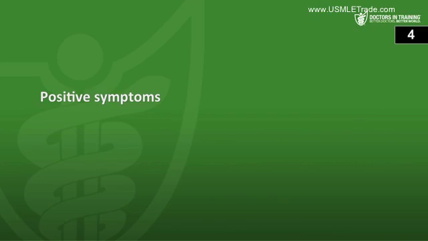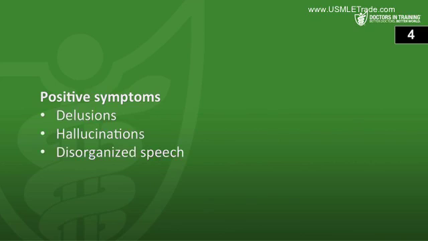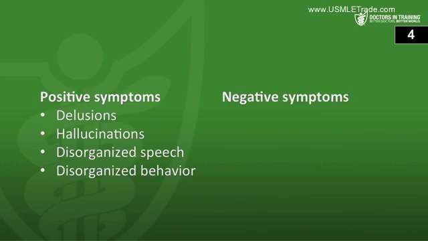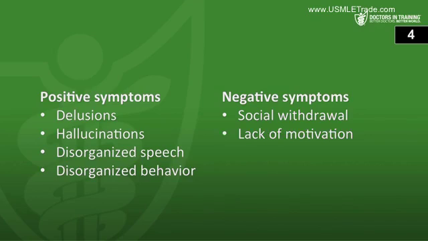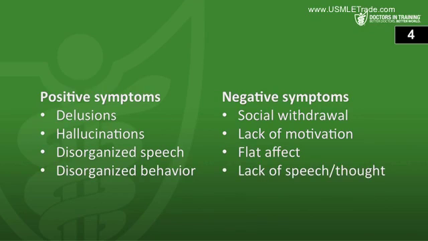Next, do atypical antipsychotics primarily address the negative or positive symptoms of schizophrenia? So first of all, what's the difference between positive and negative symptoms of schizophrenia? I like to think about positive symptoms being abnormal things that are being added, so it's positive. Things like delusions, hallucinations, disorganized speech, disorganized behavior. And then negative symptoms are where you're subtracting normal things from the patient's personality. So the patient might have social withdrawal, so you've subtracted their normal social interaction. They might have lack of motivation, where you've subtracted normal motivation. They could have flat affect, where the normal expression of affect is subtracted. Or they could have lack of speech or lack of thought.